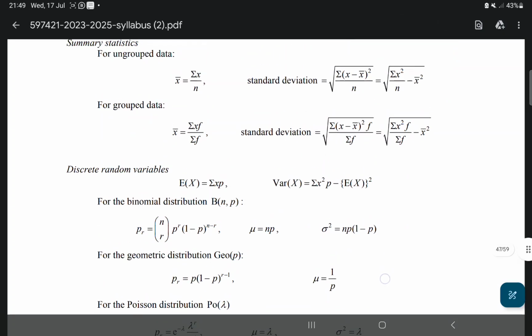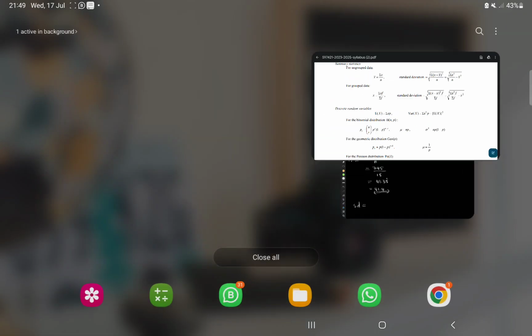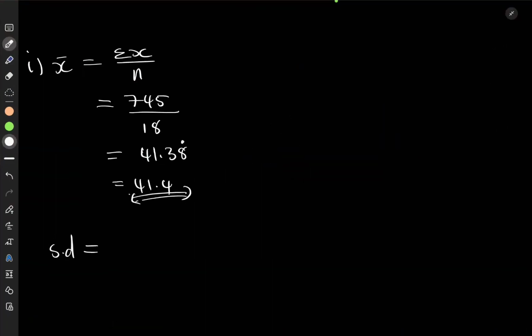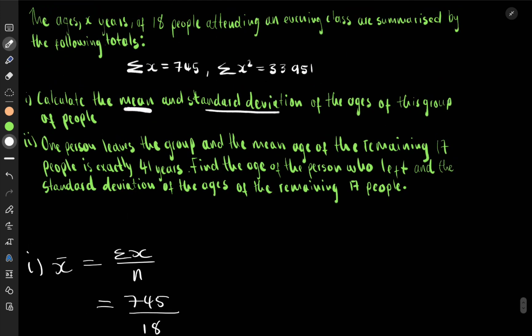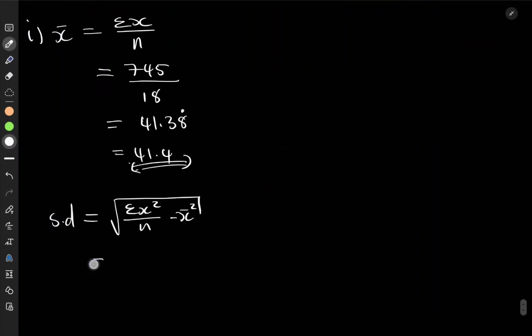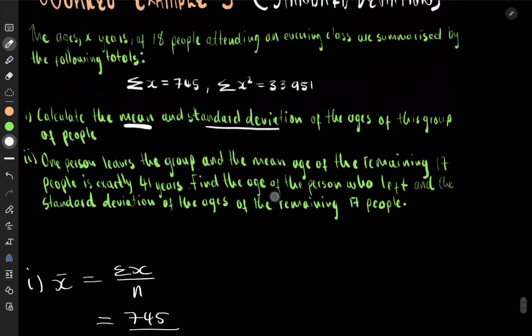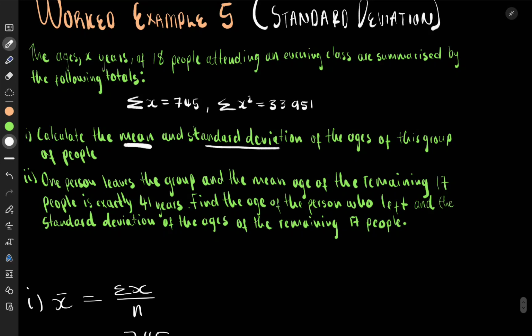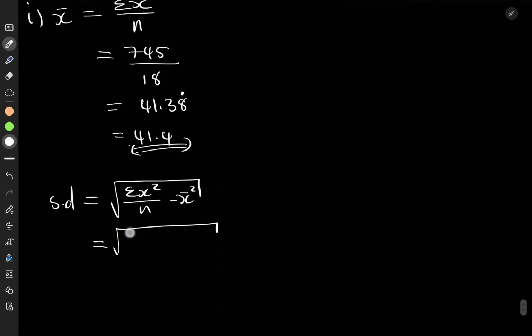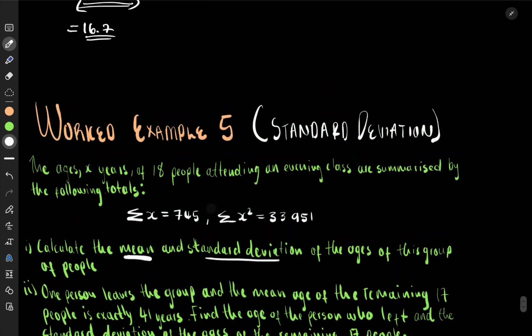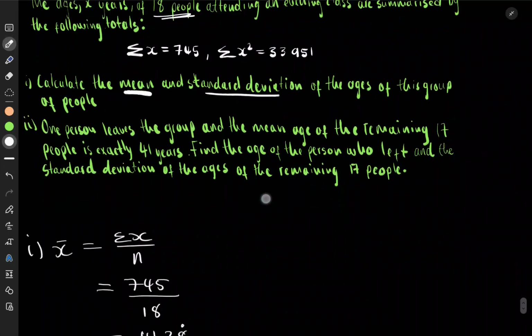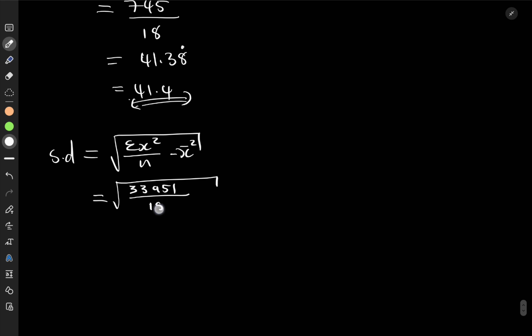So let's go to it. It's the square root of the summation of x squared over n minus the mean squared. So it's equal to the square root of the summation of x squared over n minus the mean squared. What is the summation of x squared? We have 33,951 over n, the number of people. And we've been told that 18 people attended the evening class, so it's divided by 18.